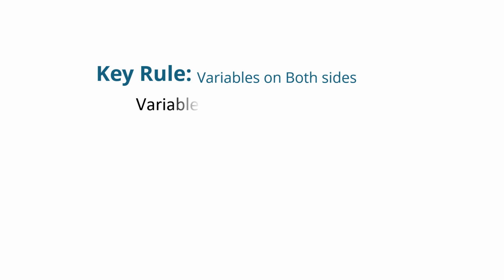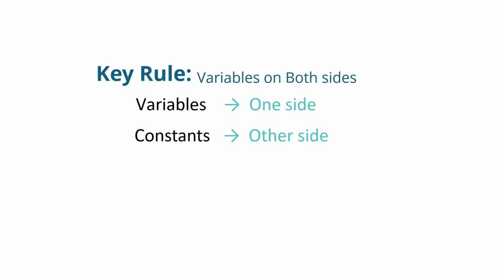Here is a key rule to remember. When the variable appears on both sides, bring all the variable terms to one side and all the constants to the opposite side. This strategy works for every linear equation. In the next lesson, we'll see what happens when brackets are involved.